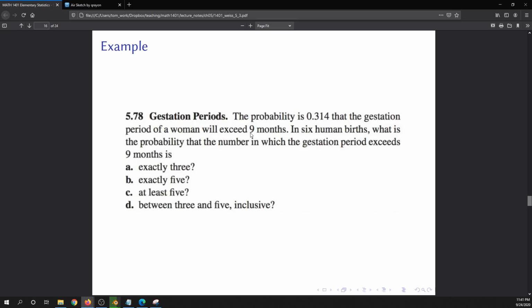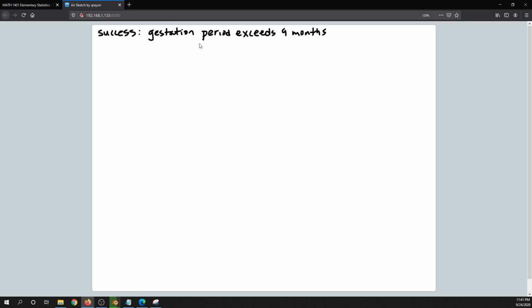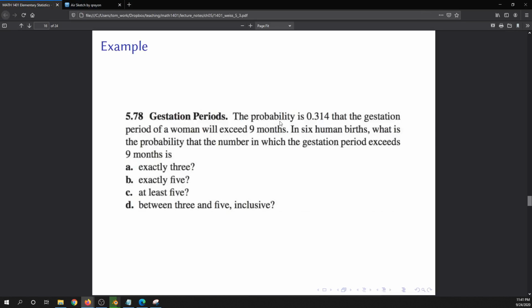Again, you can't associate the normally positive connotation that you have with the word success with this. Just go with it, because otherwise you're going to have more work to do in this problem. So a success in this case is that the gestation period exceeds 9 months. So the pregnancy lasts longer than 9 months. If the success is that the gestation period exceeds exactly 9 months, then the probability of success p is going to be 0.314, okay?